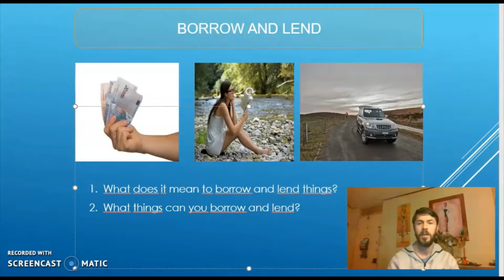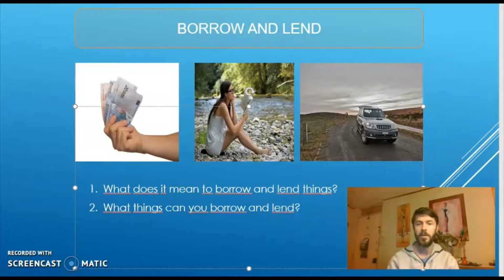Okay, so let's get on with the lesson. Borrow and lend. First, look at question one. What does it mean to borrow and lend things? Take a minute to think about that, or if you're with a classmate or someone who speaks English, talk to them for a minute, and pause the video.